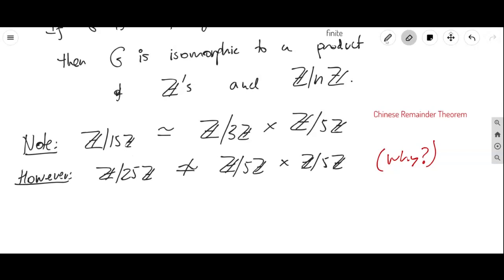So you can split it only in the case when the numbers have no common factors. So 3 and 5 have no common factors. Of course, other than 1, but that's kind of silly. Other than 1, you're allowed to factor it like this. Whereas 25, those are shared factors. So that's when you're allowed to do it.